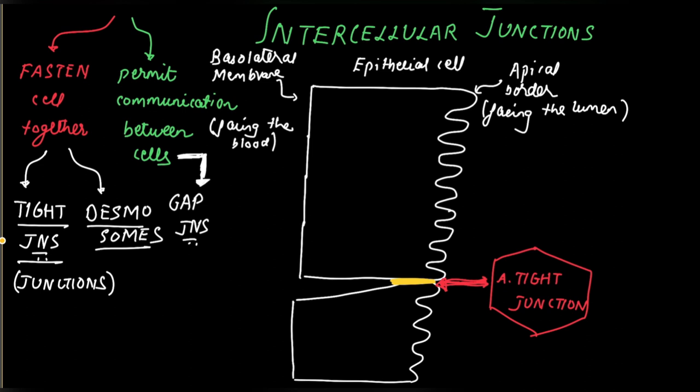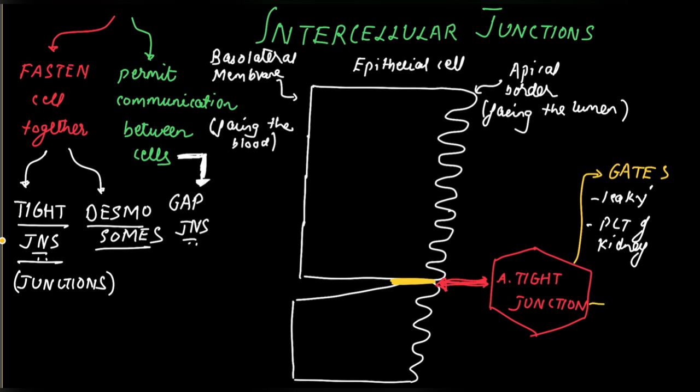There are three types of tight junctions, with three main functions. It could be gates, which are the leaky tight junctions. They permit the passage of ions and solutes. They are in the proximal convoluted tubule of the kidney.